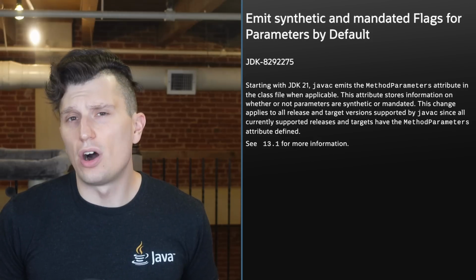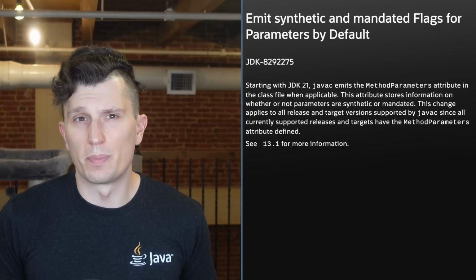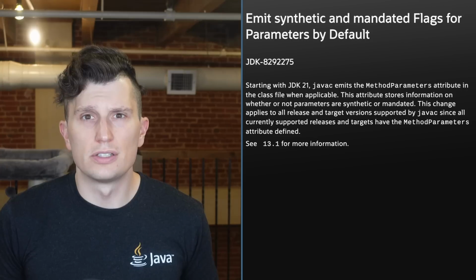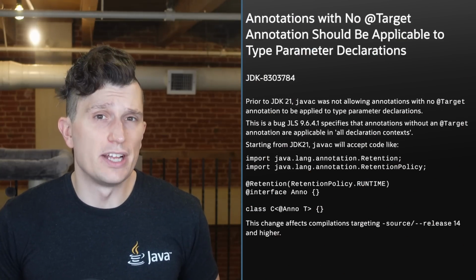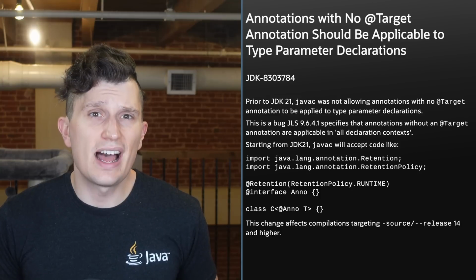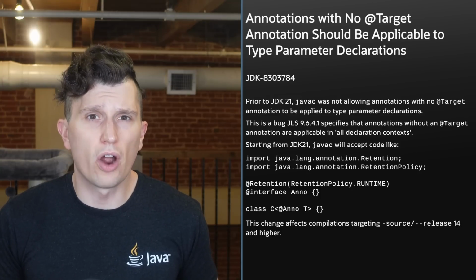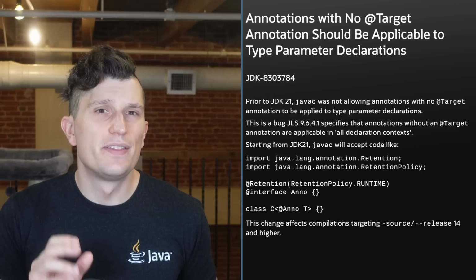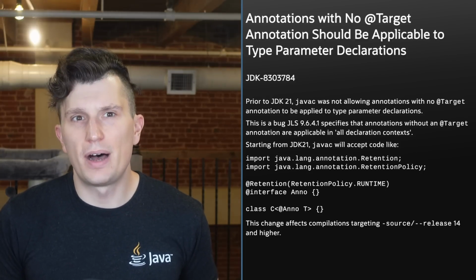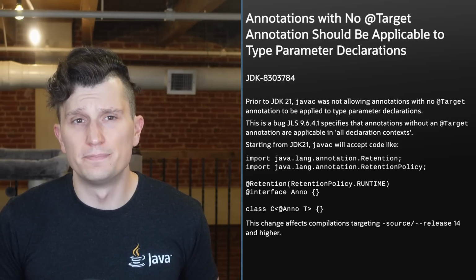This change applies to all release and target versions supported by javac, since all currently supported release targets have the MethodParameters attribute defined. Prior to JDK 21, the javac compiler was not allowing annotations with the @Target(TYPE_PARAMETER) annotation to be applied to type parameter declarations. This is a bug in the javac compiler in versions prior to 21.